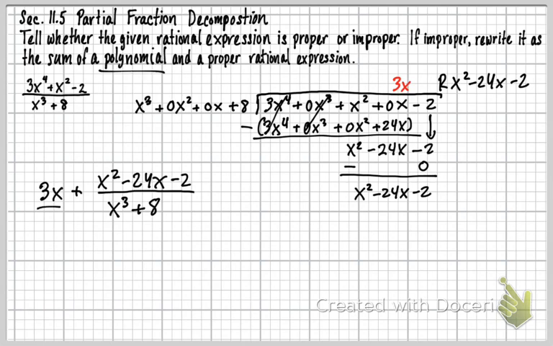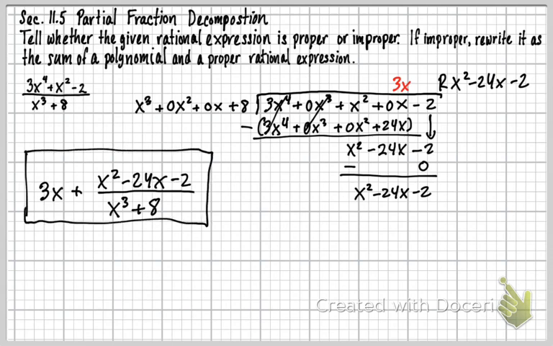There's my polynomial, and the proper rational expression is here. And I can say it's proper now because the way I look at this is I say the degree of the top polynomial is less than the degree on the bottom polynomial. So that would be how I would write it. So that would be my answer for that problem.